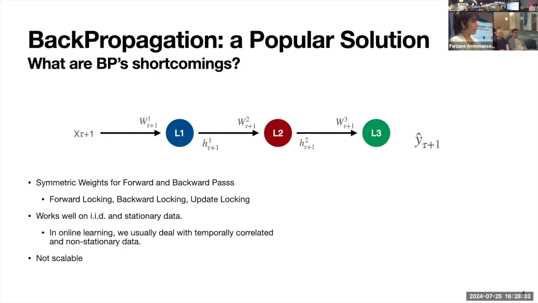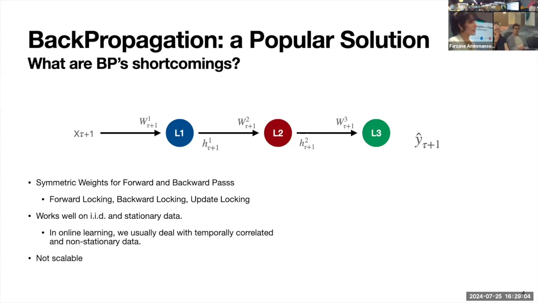But anyhow, for backpropagation, we already have a line of theoretical proofs that backpropagation works very well on stationary, i.i.d. data. But in online learning, we're not really dealing with stationary data. That's just an assumption that we make on the problems. Data is actually temporally correlated, and it can be non-stationary, coming from different distributions.